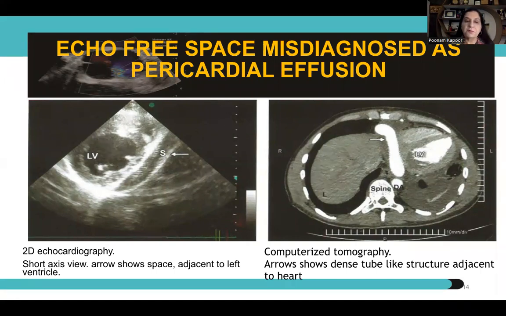A 2D echo was performed, and this 2D echo showed, as shown here and marked S, a space which was adjacent to the left ventricle.